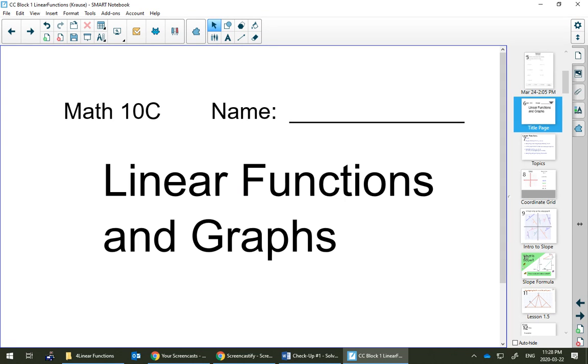I do have a checkup posted, and before class, I will upload the answer key so that you can check to see if you're on track with solving equations. If you have any questions, please make sure that you make time to touch base with me because we're going to be using that skill throughout this entire unit.